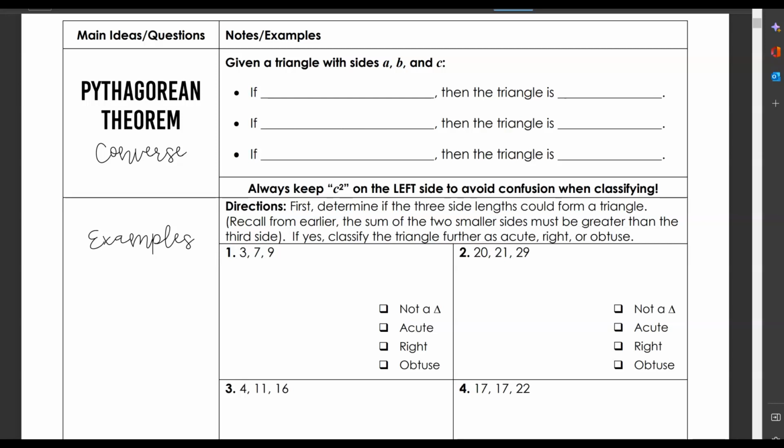All right, here we're continuing the idea of the Pythagorean theorem, except now we're looking at the converse. So let's take a look. We're given a triangle with sides A, B, C. If we have that C squared is equal to A squared plus B squared, then this tells us that we in fact do have a right triangle.